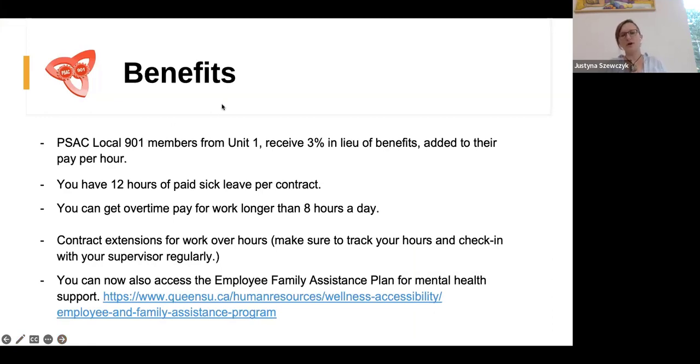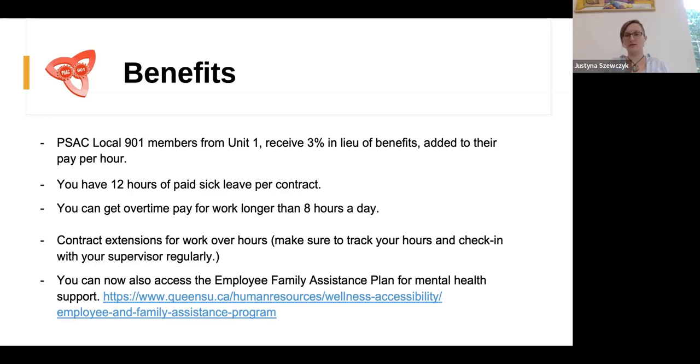So the topic of hours brings us to benefits. I already mentioned the pay per hour. That is one of the benefits of being unionized and of being a member of PSAC 901, or having a collective agreement rather than being specifically a member. Also, all of the members of Unit 1 receive 3% in lieu of benefits, which are added to your hourly wage. So this wage, 43.58, if I remember right, that I showed you on an earlier slide, already includes this 3%.